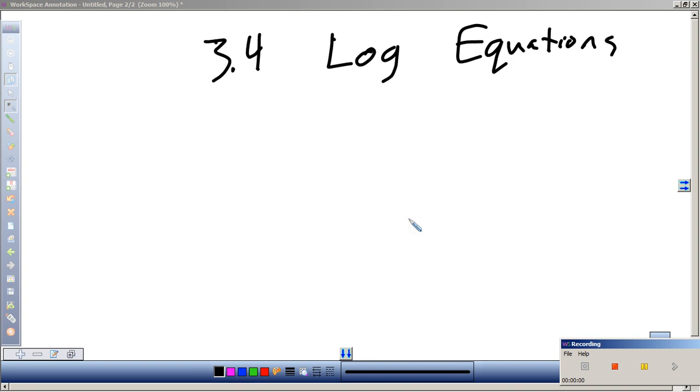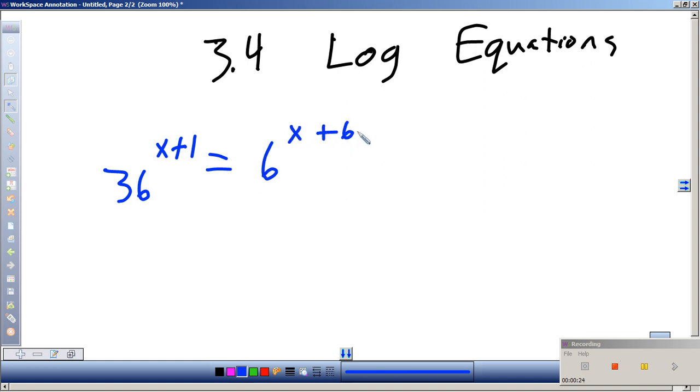Equation as opposed to just logarithms or exponentials, which are just like what we were just doing. I don't believe there's any graphing on it. However, we get more complicated problems, such as 36 to the x plus 1 equals 6 raised to x plus 6. How do you solve this?